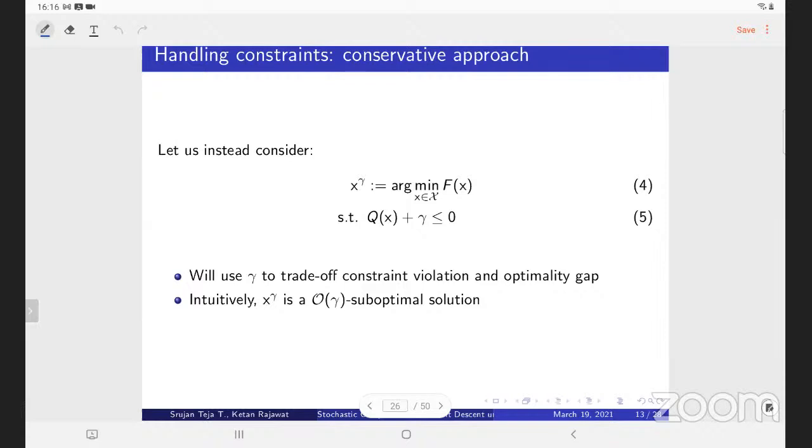So the first approach is the more conservative approach. Here I explain how to penalize the objective such that the constraints are handled. For that, let's consider a different version of the original problem, where x_gamma is equal to argmin of f(x) such that g(x) plus gamma is less than or equal to 0. If you see, the solution x_gamma is order gamma suboptimal because this gamma is a positive quantity. If gamma is 0, then this x_gamma is exactly equal to x star, the solution of the original problem. And this gamma I've used to show you that it is possible to have zero constraint violation in expectation. By wisely choosing this gamma, I will show this at the end of this presentation.